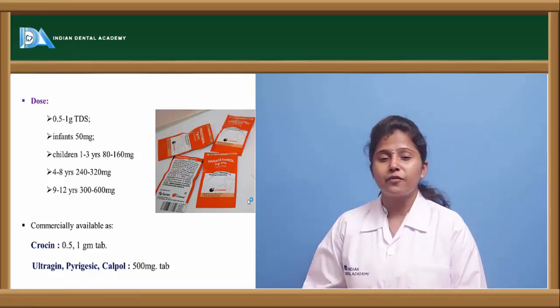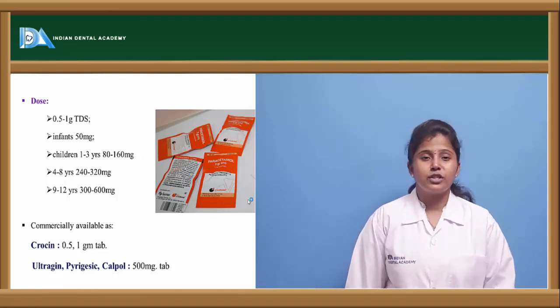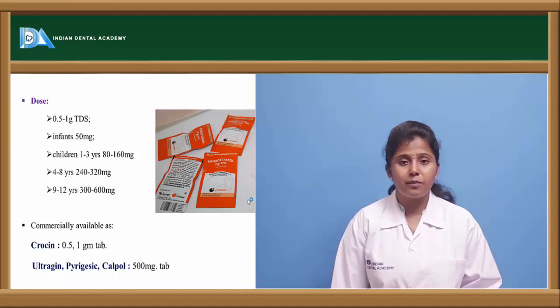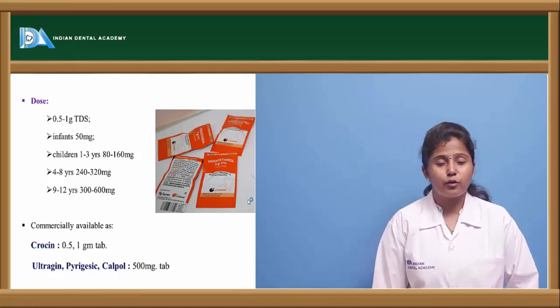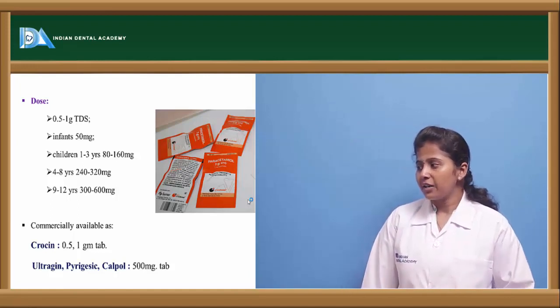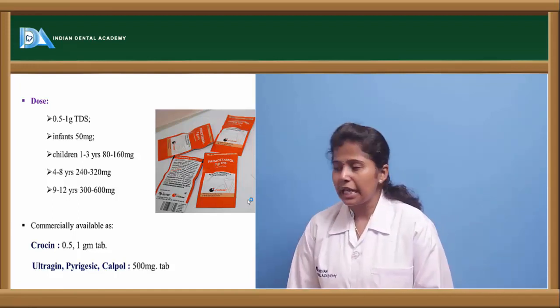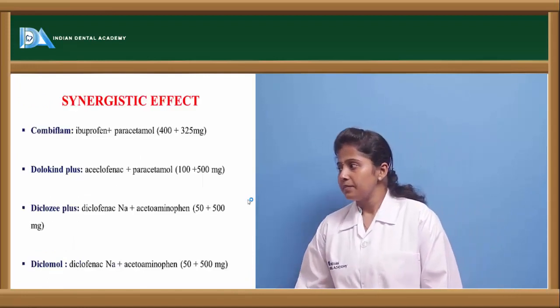And for the age group of 9 to 12 years, it is given in the dose of 300 to 600 mg. And it is commercially available as a well-known tablet called Crocin in the dose of 0.5 to 1 gram tablet. And it is also marketed as Ultragen, Pyrogesic, as well as Calpol in the dose of 500 mg tablet.